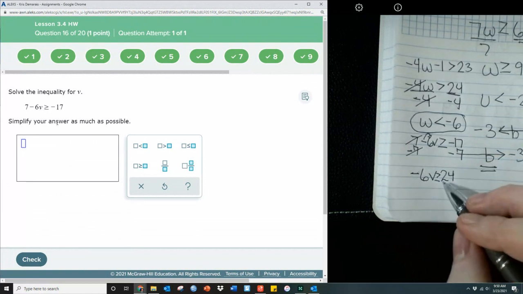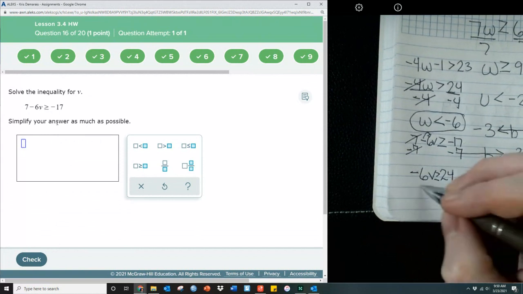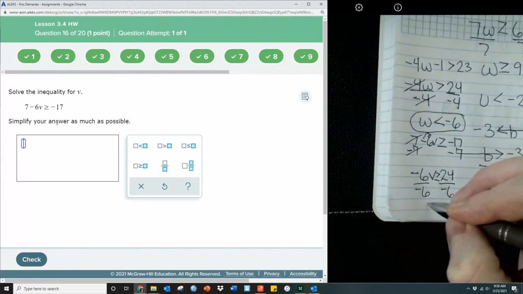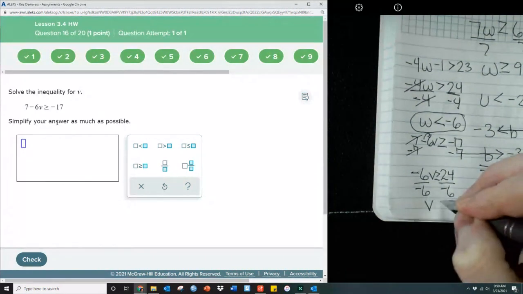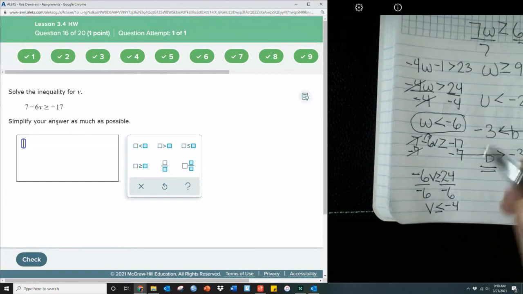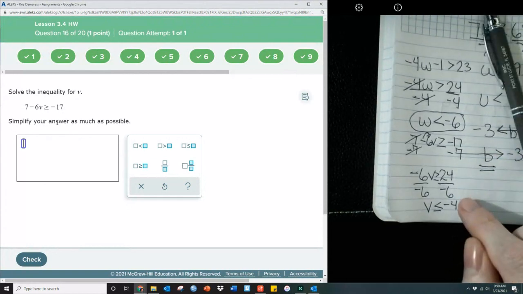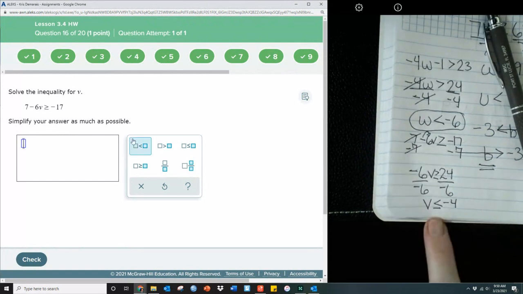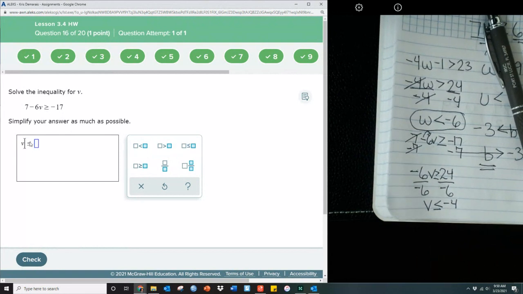All right, I forgot to put the inequalities on. Now I'm going to divide both sides by -6. That's going to give me V is now less than or equal to -4. Because I had to switch the inequality symbol because I'm dividing by -6. So now I look at that symbol and I find it here, and I'm going to put it in the V, and then -4.